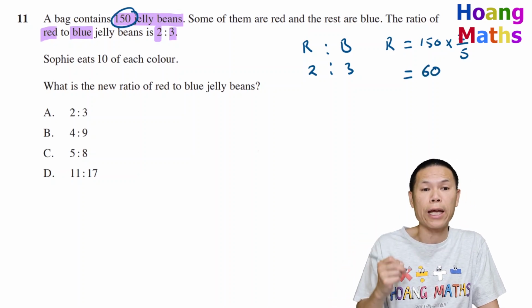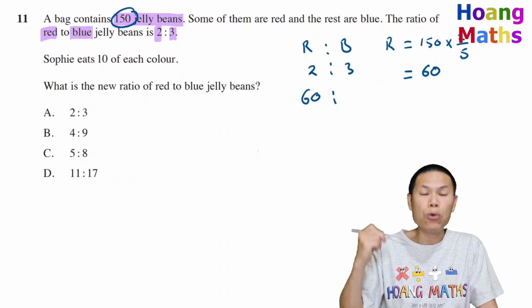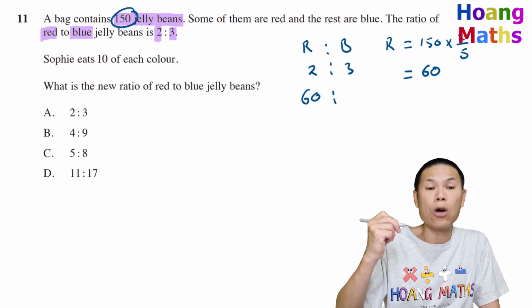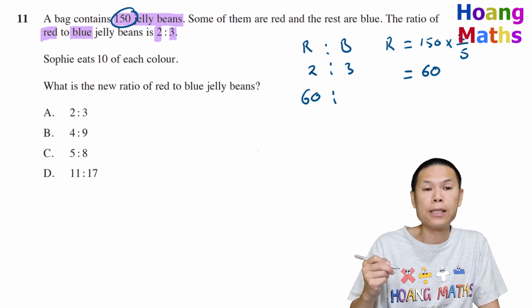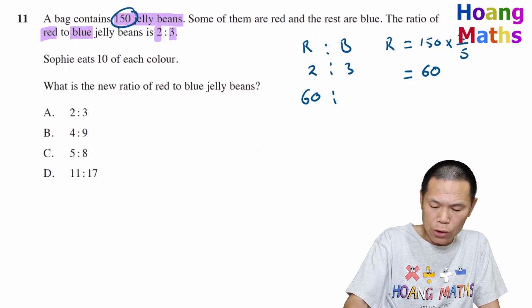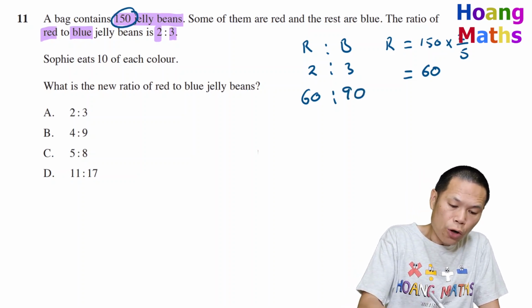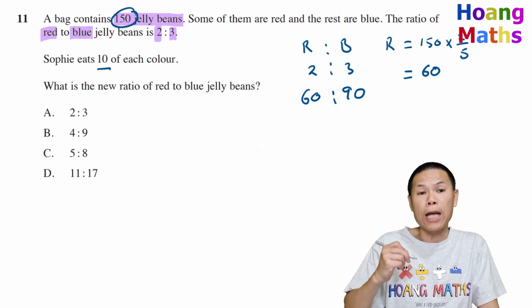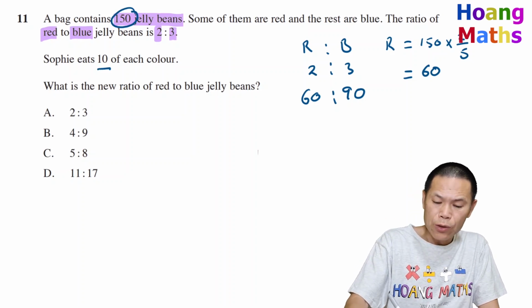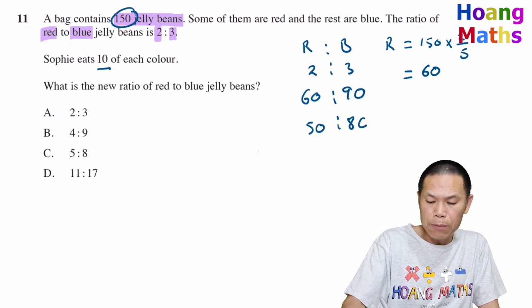Otherwise, you can just put it on a calculator. So that means the red jelly beans are 60. And then for blue jelly beans, we can go 150 minus 60. Or you can work out 3/5 of 150. So that should give me 90. So there you go. But then Sophie eats 10 of each color. So we remove 10. So that becomes 50 jelly beans for red, and for blue, 80 jelly beans left.